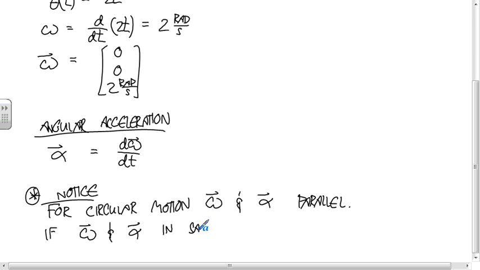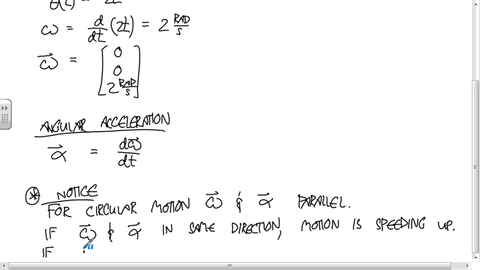So omega and alpha are either in the same direction or the opposite direction. If they're in the same direction, then the motion is speeding up. And if these are in the opposite direction, the object is slowing down.